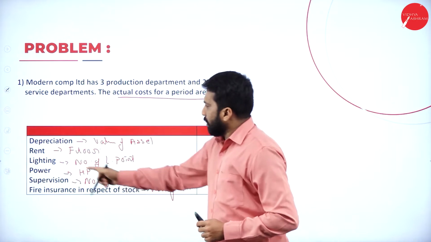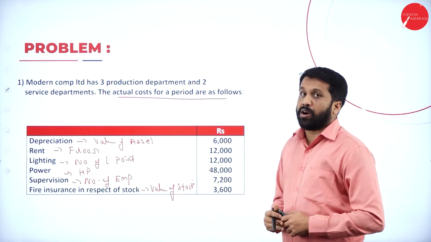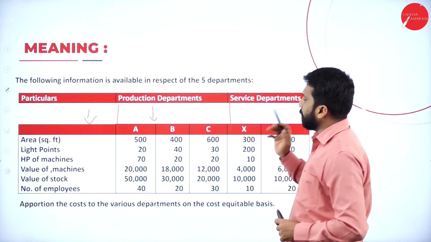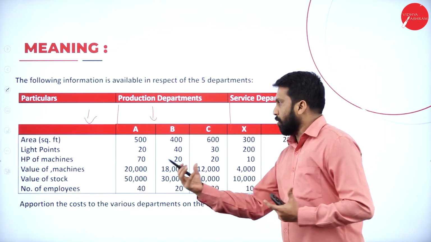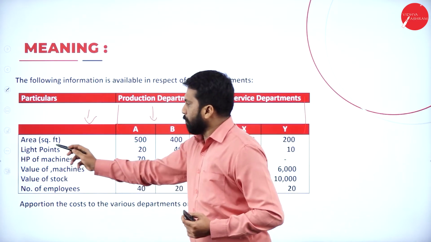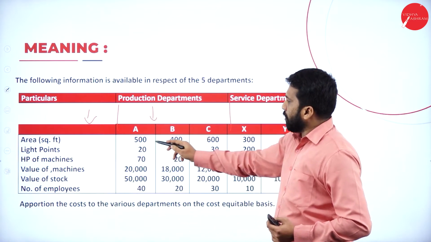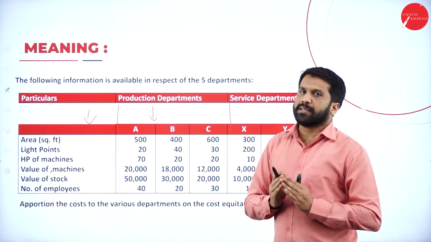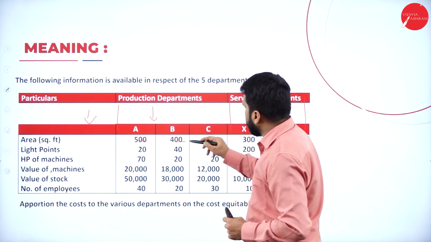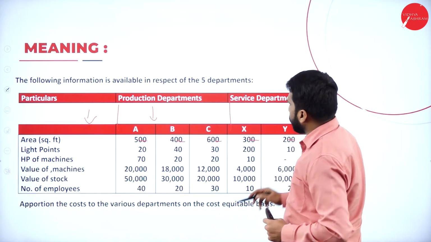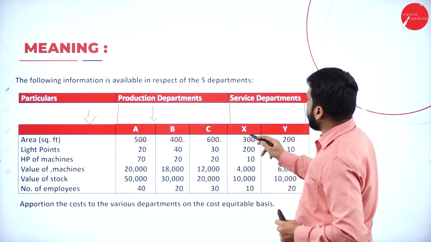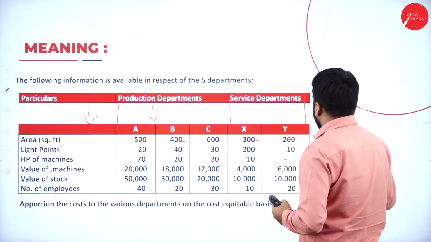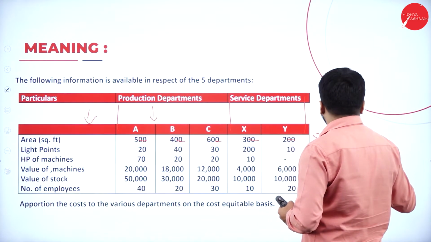Now, assume that rent you paid is 12,000. How many rooms are there? Just assume room 1, room 2, room 3, room 4, room 5. That 12,000 you have to distribute to all 5 on the basis of what? Area. You have 500, 400, 600, 300, 200. We'll make it simple by cancelling the two zeros. That will be your ratio: 5 is to 4 is to 6 is to 3 is to 2.